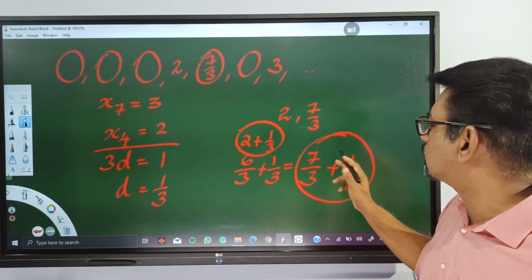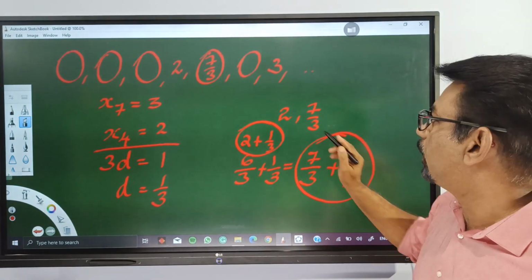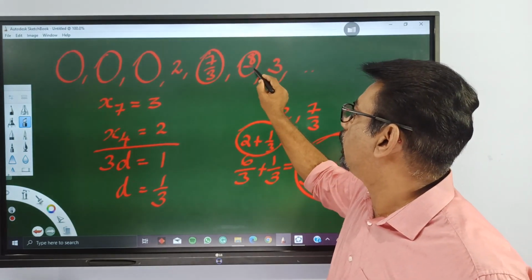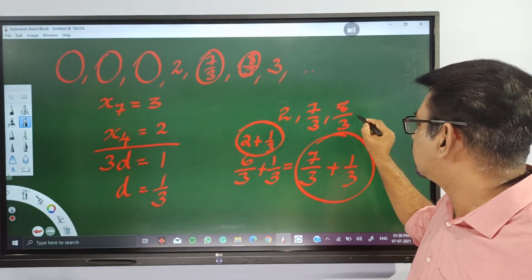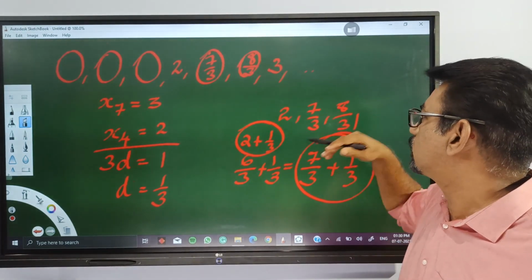So we can add this 7 and 1, that's equal to 8 by 3. Therefore you can write 8 by 3. There is 7 by 3, then 8 by 3. 8 by 3 is the next term. Then what about this next term?